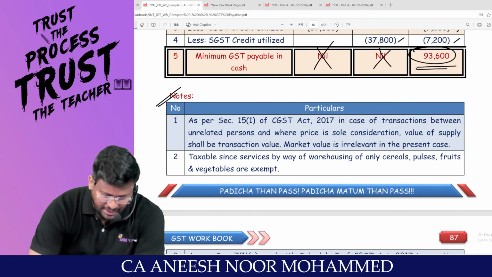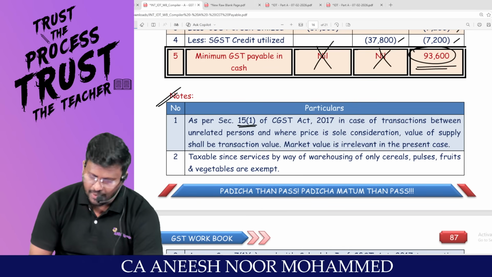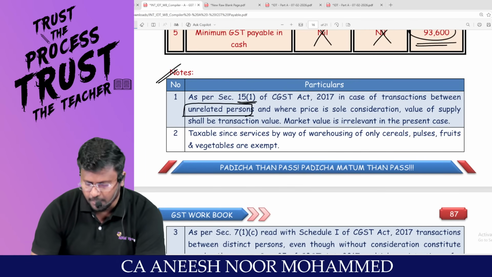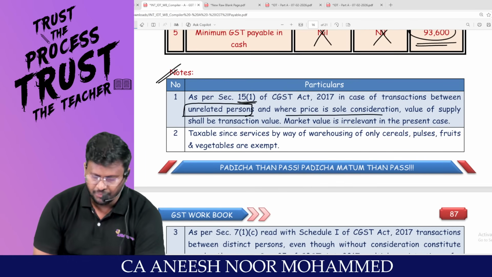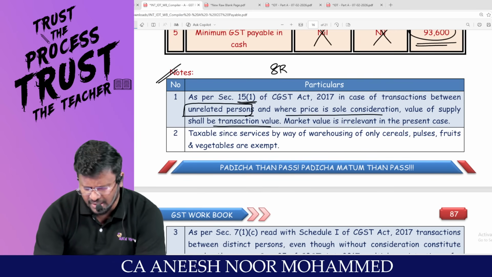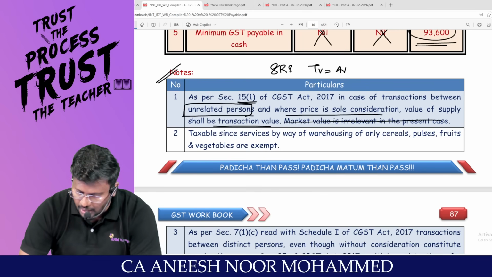These notes, actually, I love it. As per Section 15. What is Section 15? Value of supply. In case of transaction between what persons? Unrelated persons, where price is the sole consideration, value of supply shall be what value? Basically, sir, if the SRS condition is satisfied, transaction value is equal to assessable value. Market value is irrelevant in the present case.